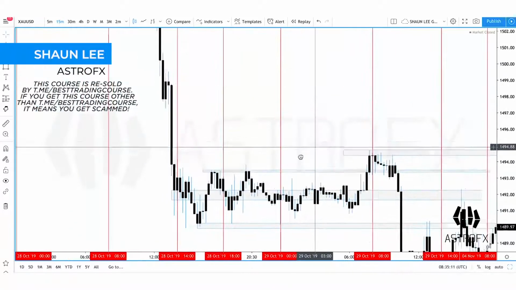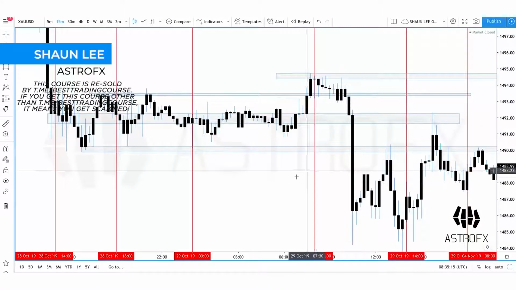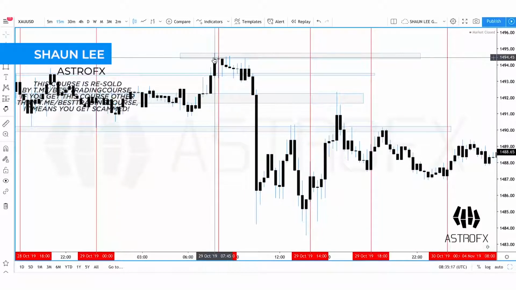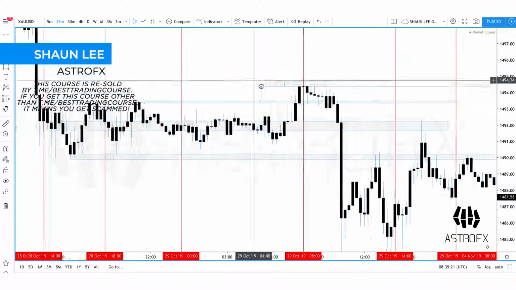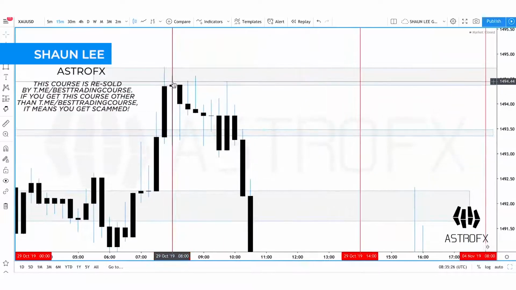We can't really map that anywhere because it's in more or less no man's land. But what's very, very interesting is Asia makes the high. We have the session rollover right here, but look at London. Let's zoom all the way in. So we've got Asia's high, we're in London.